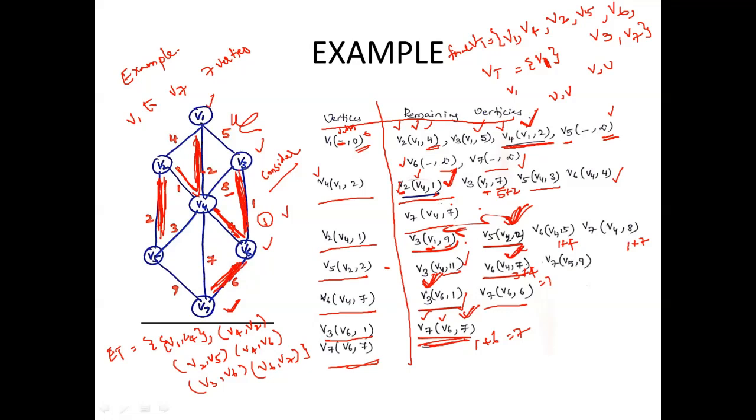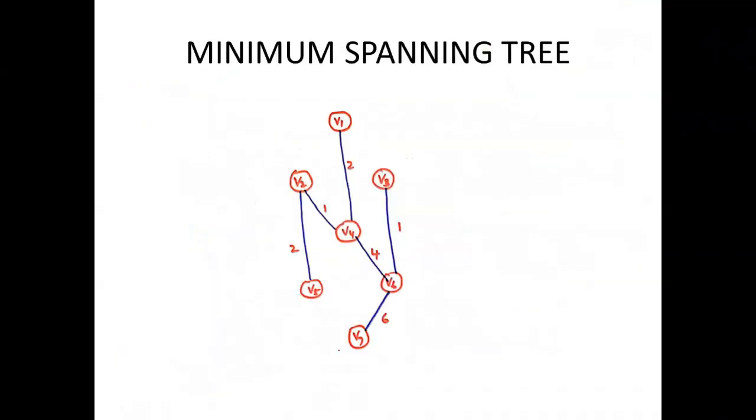So now you can see this is your graph. You can see all the vertices are connected. V1 is connected to V4, V2, and V5. And here V6, V3, and V7 are connected. After connecting all, we can see this is your output.